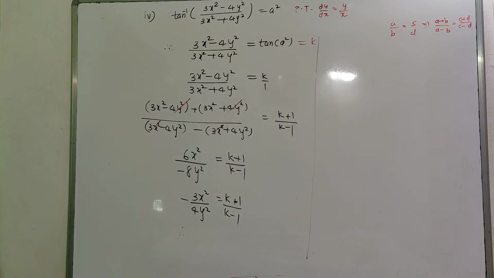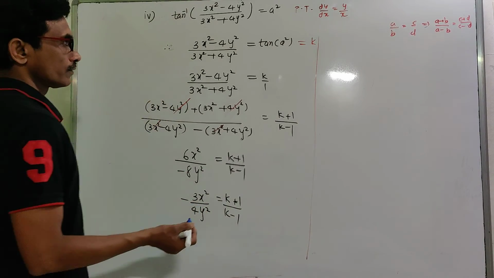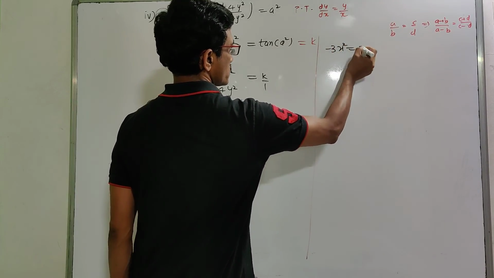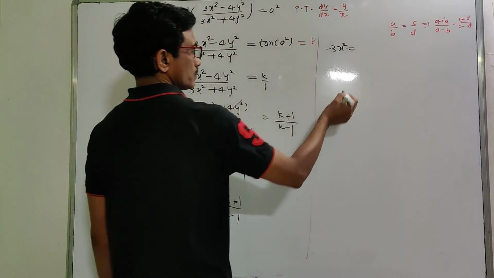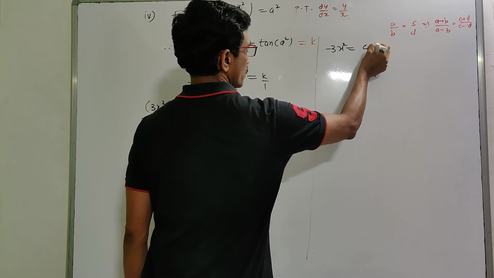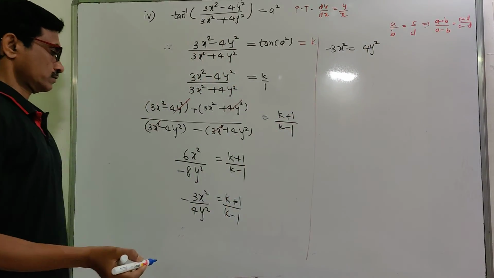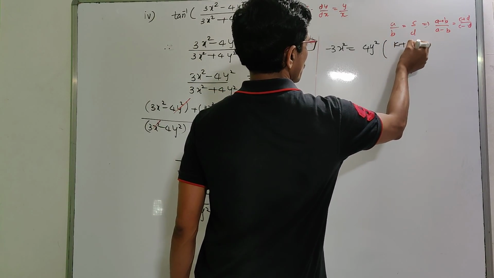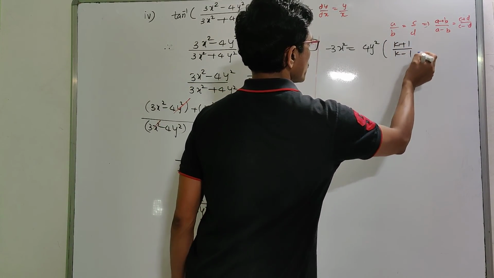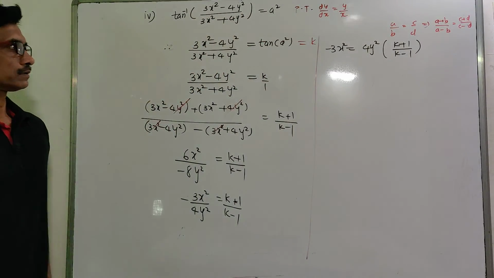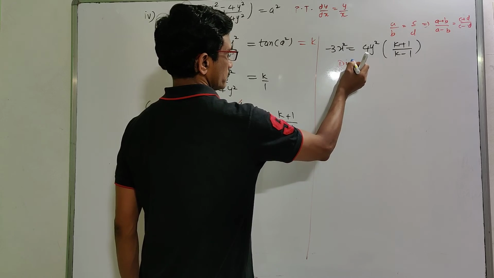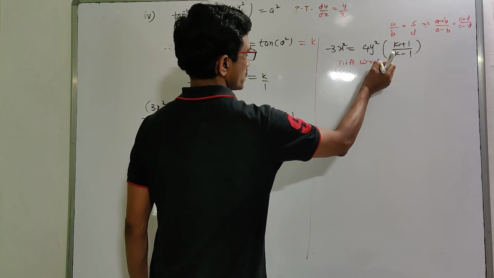Take cross multiplication. So cross multiplication will give us minus 3x square is equal to 4y square into (k plus 1)(k minus 1). Now differentiate with respect to x. We differentiate with respect to x.